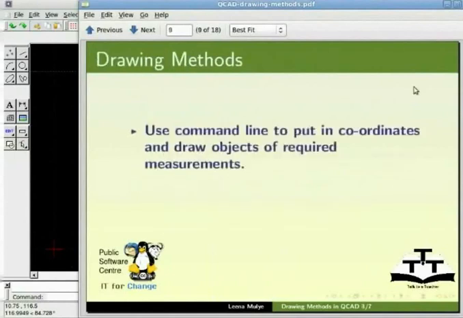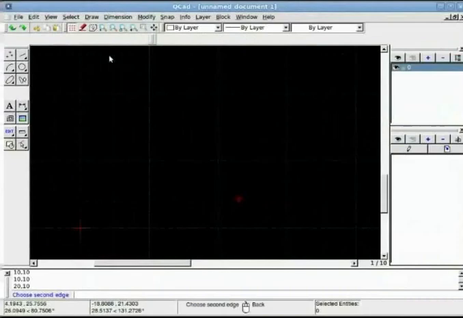Let us first see how to use command line to put in coordinates to draw points and draw objects of required measurements using the Cartesian coordinate system. Please have the Qcad application open in your system. If you want to know how to install Qcad, please refer to the earlier tutorial called Introduction to Qcad, which is available on Spoken Tutorial website.